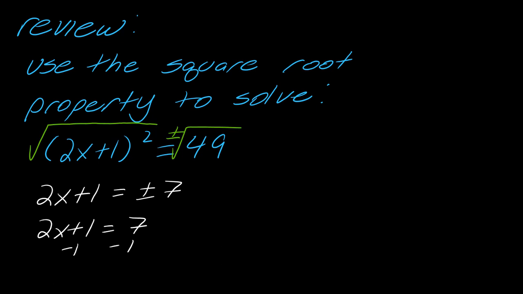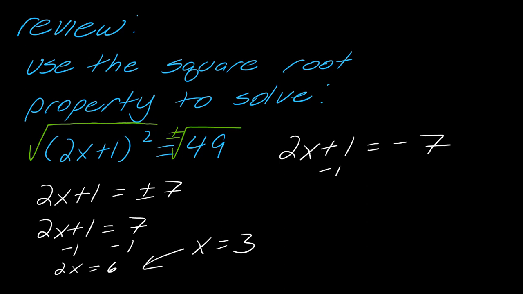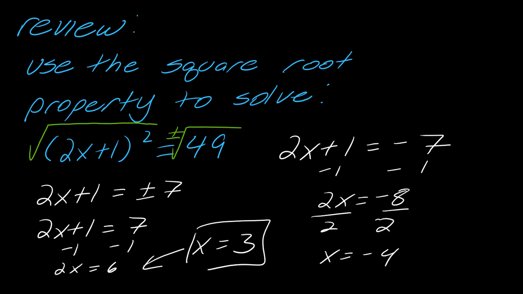If I solve this, I'm running out of room here, but this will come out to x equals 3. And then the other case, 2x plus 1 equals negative 7. If I just solve this one, this is going to give me that x equals negative 4. So I have x equals 3 and x equals negative 4 as my two solutions. If this is totally foreign to you, then you are totally going to want to go back and watch how to do this. You've got to have this mastered to do the completing the square.